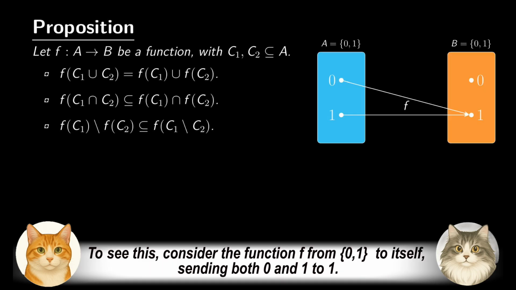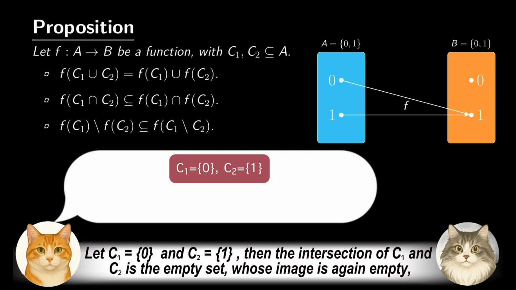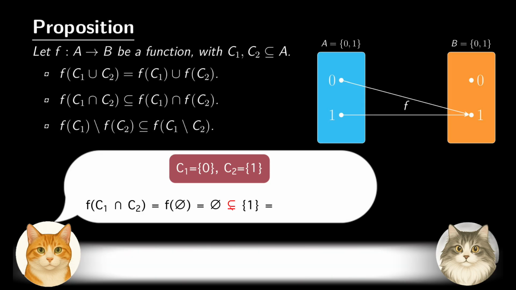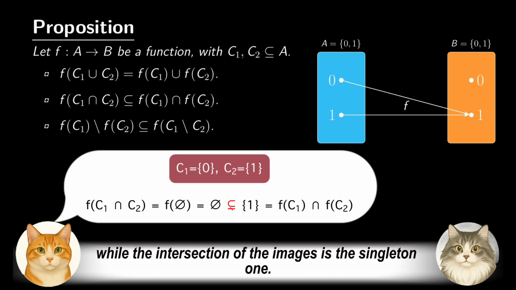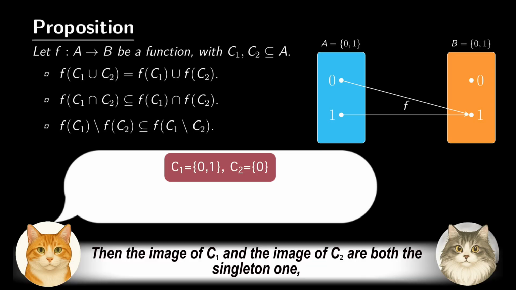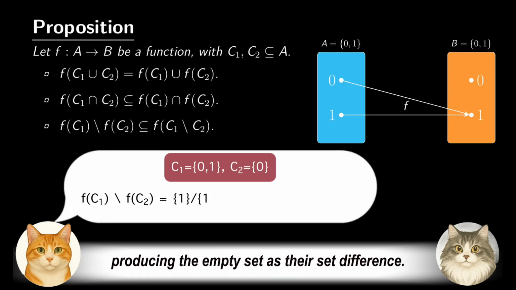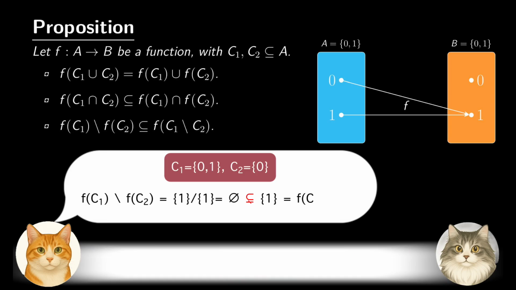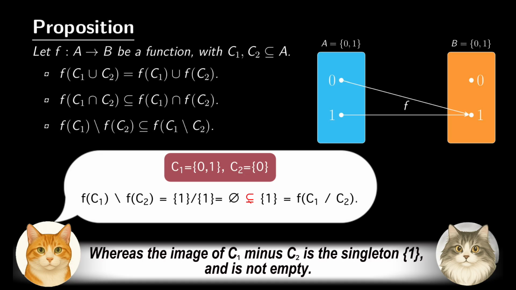To see this, consider the function f from {0, 1} to itself, sending both 0 and 1 to 1. Let C1 be {0} and C2 be {1}, then the intersection of C1 and C2 is the empty set, whose image is again empty, while the intersection of the images is the singleton {1}. Similarly, let C1 be {0, 1} and C2 be {0}. Then the image of C1 and the image of C2 are both the singleton {1}, producing the empty set as their set difference, whereas the image of C1 minus C2 is the singleton {1} and is not empty.